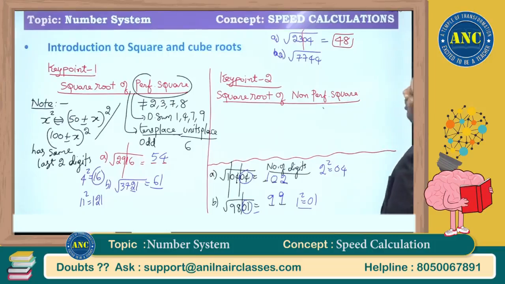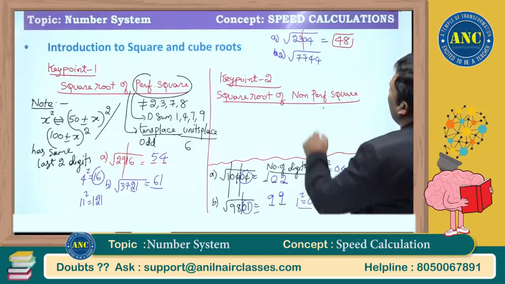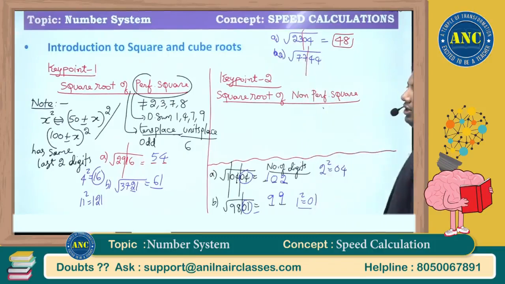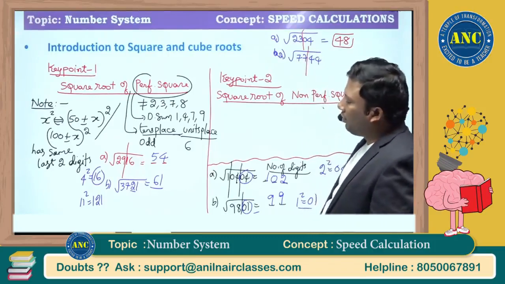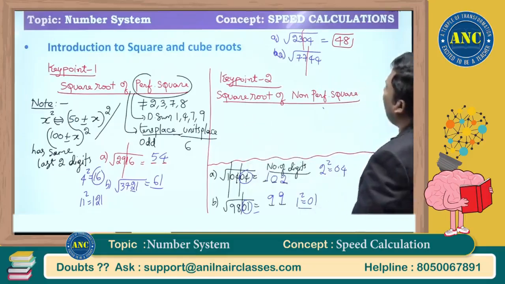Next one, square root of 7744. What are the last two digits? 44. 12 square is 144. 50 plus 12.